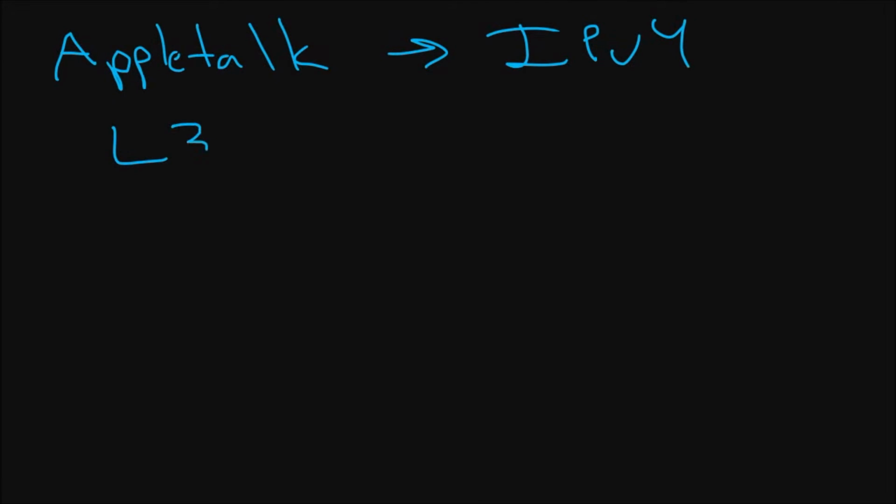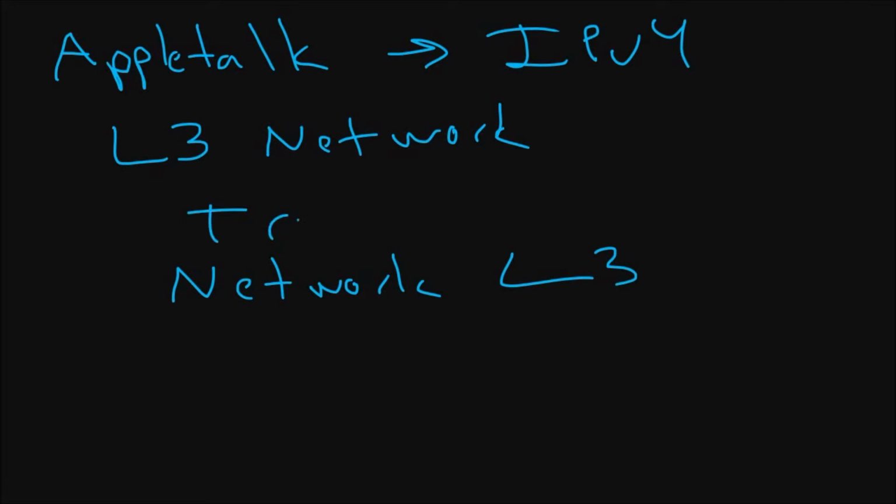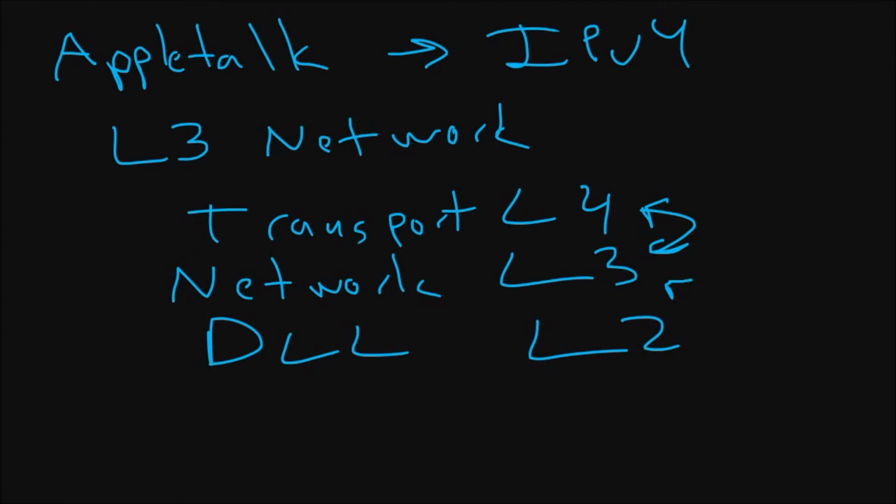Another example would be AppleTalk. If we were changing from AppleTalk to IP version 4, that's a layer 3 change at the network layer. Layer 3, which is the network layer, talks to the level above, which is the transport layer, layer 4, and then the layer beneath, which is the data link layer, layer 2.